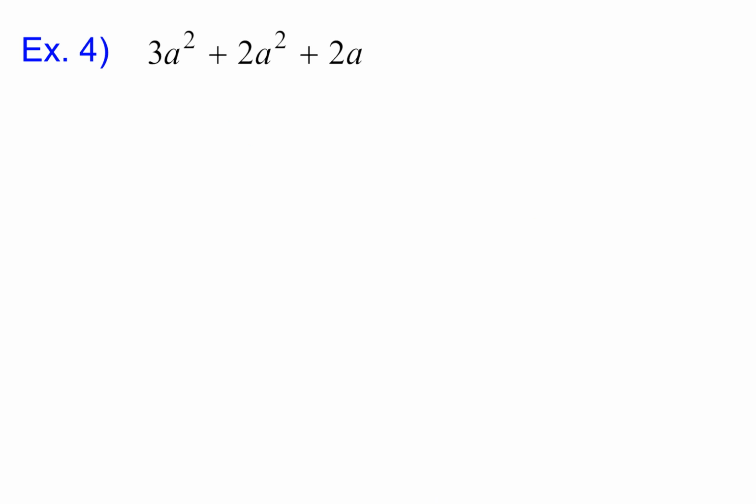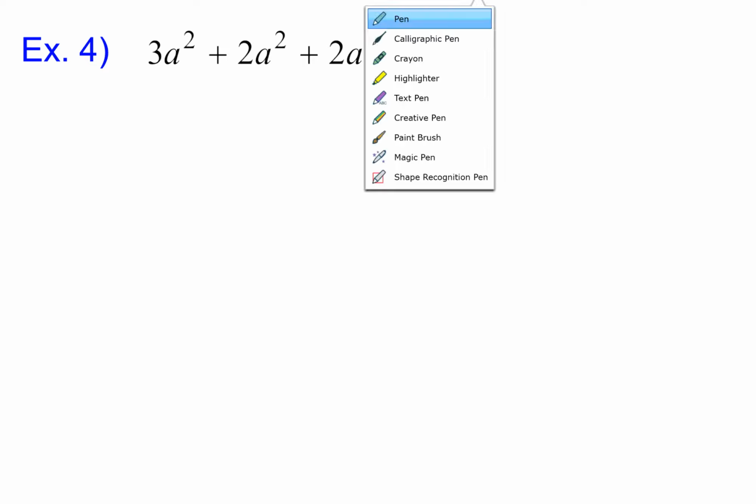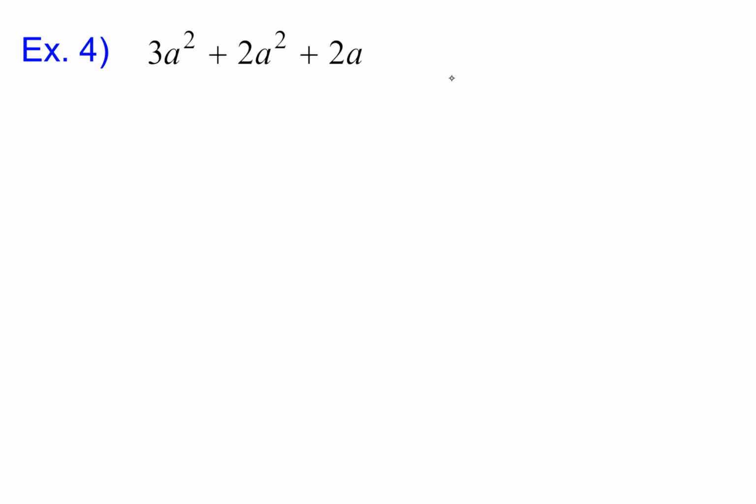Here we have 3a squared plus 2a squared plus 2a. This is where I was talking about earlier. We kind of see something different. They all have a's, but two of them are a little different. These two terms that have a to the second power are the same. This 2a is not like that one at all. So what we need to do is keep them separate. It's like I said, it's like the apples. We have green apples and we have red apples.